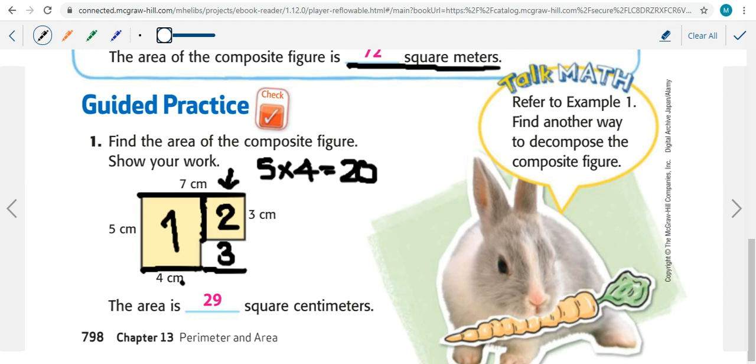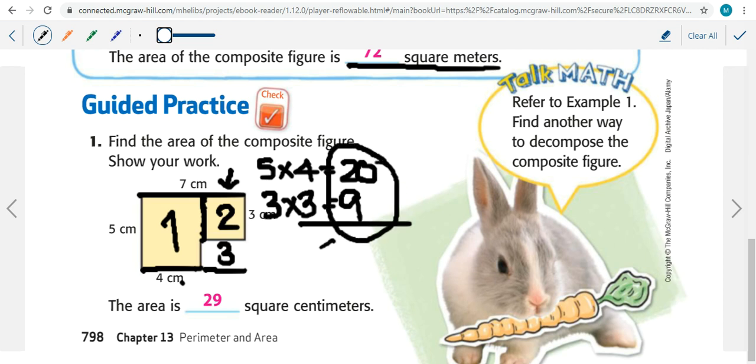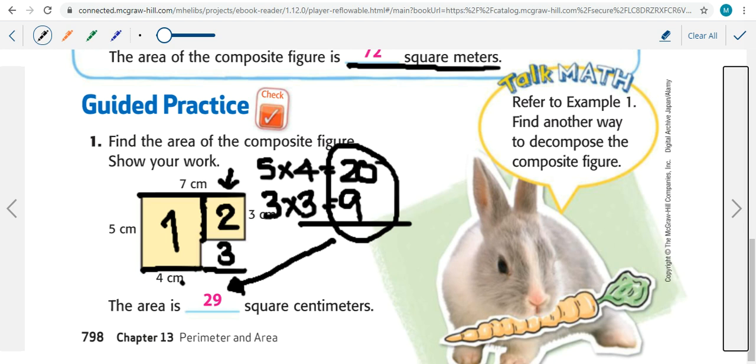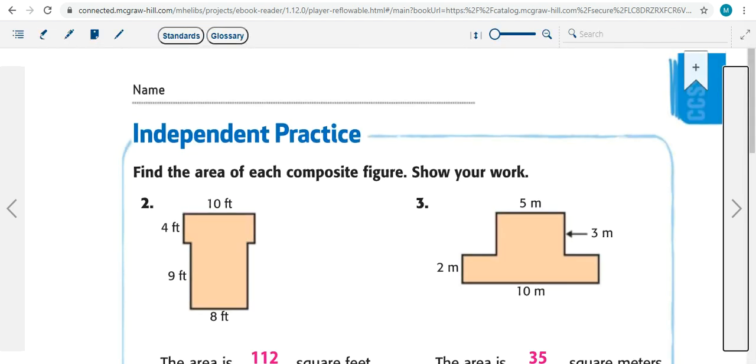So how are we going to find the area of this square? We multiply 3 times 3, which is equal to 9. After we do that, we add this. And as you can see, the answer is 29. Okay, next page.